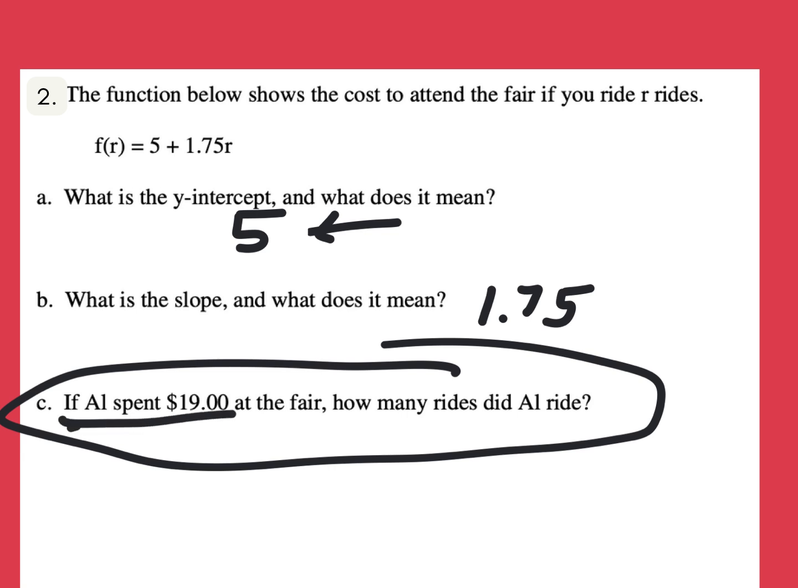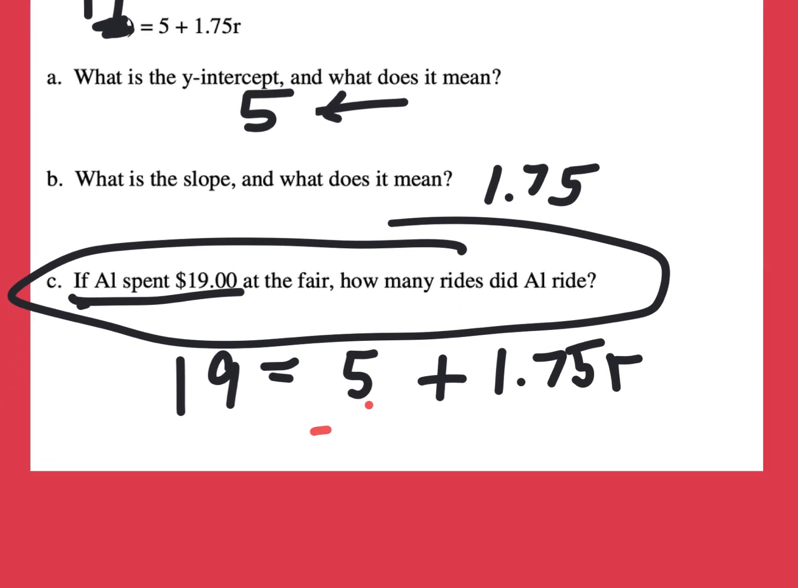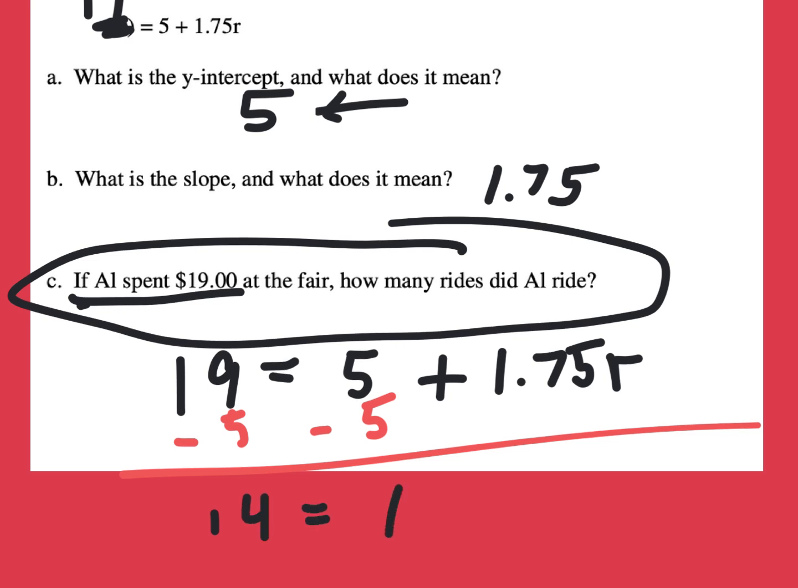If Al spent 19 at the fair, I hope you knew that the 19 went right there. And then you could solve it. Again, I hope that this is something I don't even have to remind you, but you should have subtracted 5. That's easy. And then all of a sudden you've got 14 equals 1.75 r. And you divide both sides by 1.75 and you get your answer.